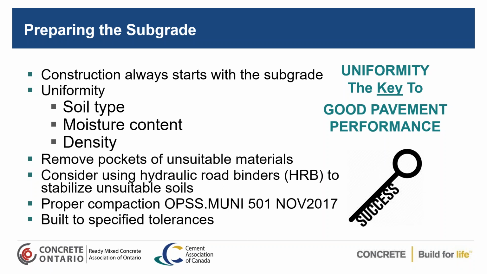If you have some clay type soils that have a high PI value, that plasticity index that you want to change, you can actually use a hydraulic road binder, a cement or a blended cement that will allow you to stabilize that and change the properties so it can be used in your project. You also want to follow the proper compaction process. The MUNI 501 will tell you about that. And of course, you want to build to these tolerances that are specified in your tender.